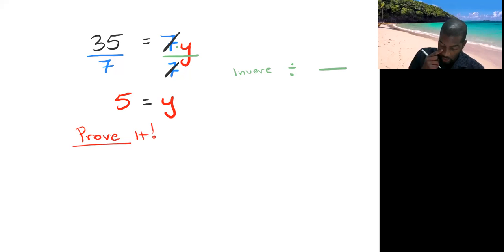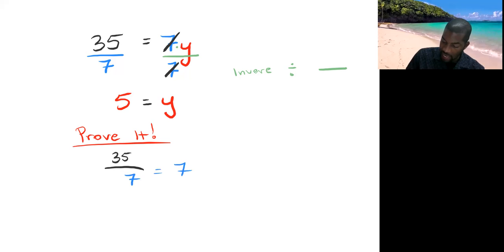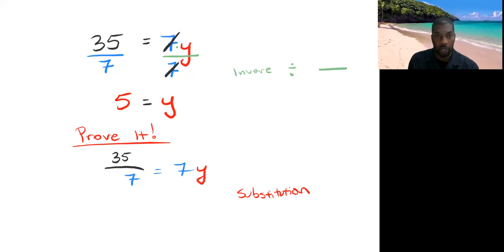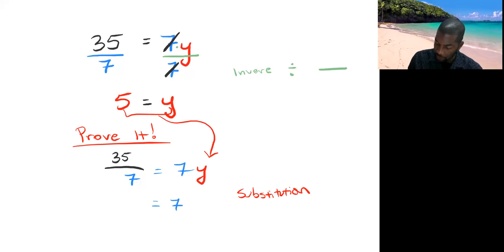First, I rewrite the original equation. Then I use substitution. And I replace, oh, I'm sorry. Yes, I replace the y with 5. So here's the y I'm replacing with 5. 7 times, I'm going to put the 5 in parentheses. And then I have over here 35.